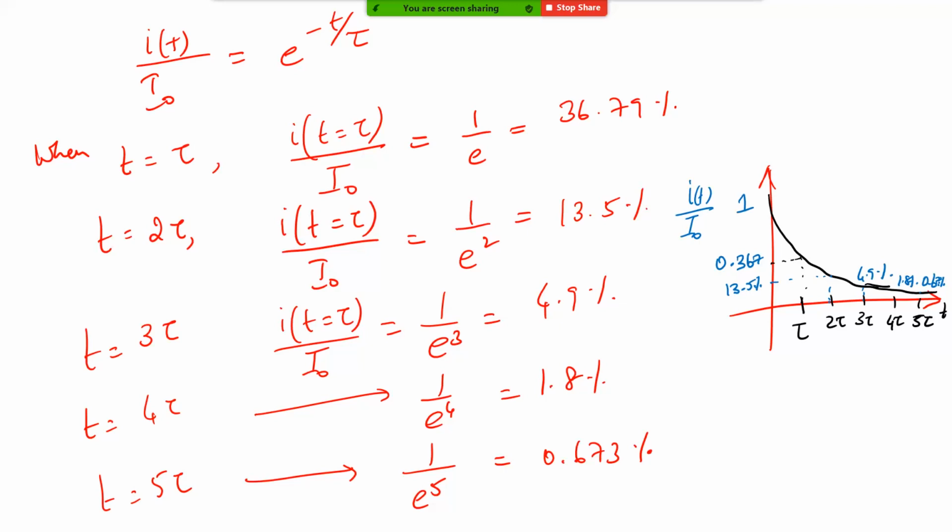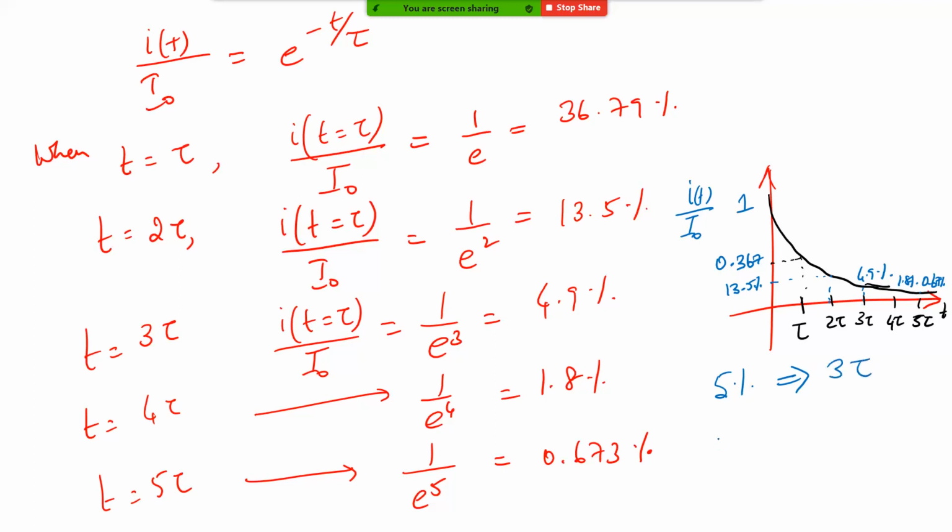Depending on your application, you might say, I am more bothered about when I'm able to reach within 5% of the initial value. This is my settling tolerance, right? Then you have to wait for approximately 3 tau.